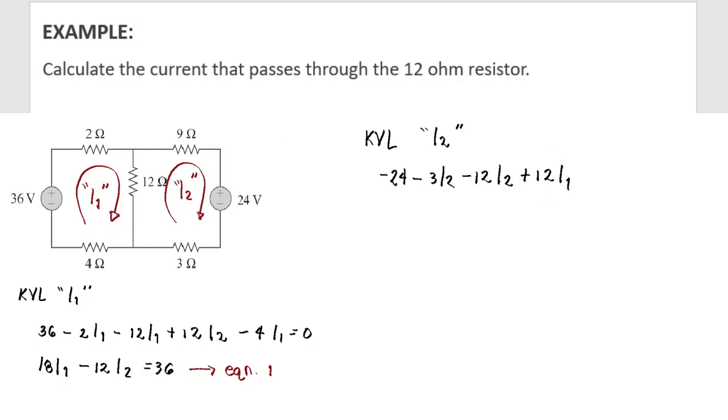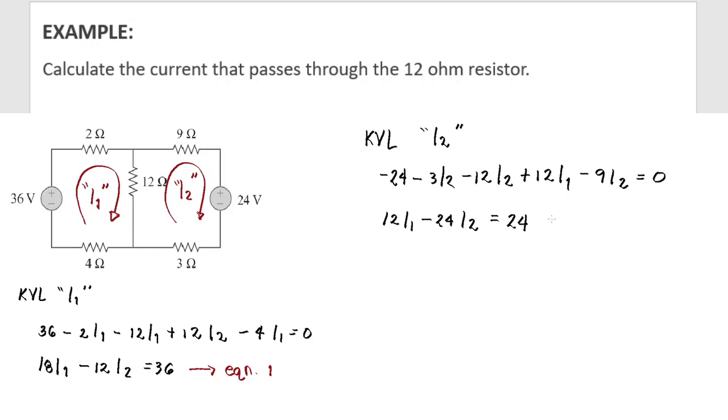And then our loop current I2 passes through this 9 ohm resistor. Our point of reference is I2. Therefore, that is negative. Simplifying the equation, 12 I1, first unknown, then second unknown: negative 3 minus 12, negative 15, minus 9, negative 24 I2. Transpose our constant to the other side, that would be positive 24. And this will be our equation 2.